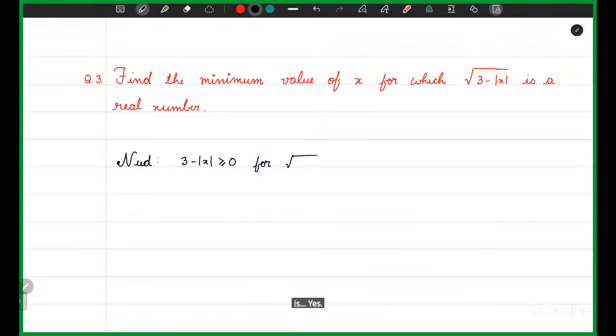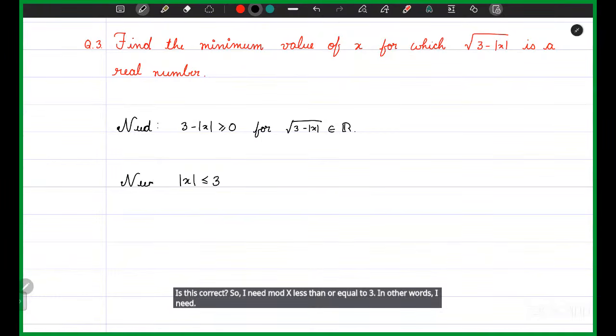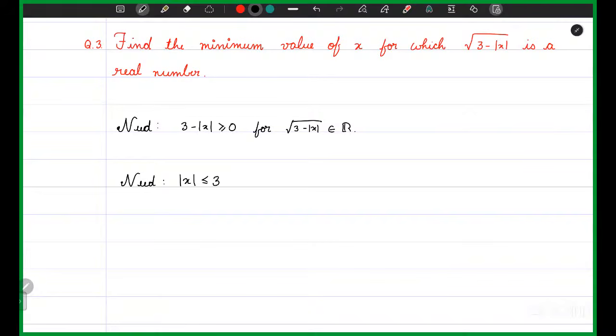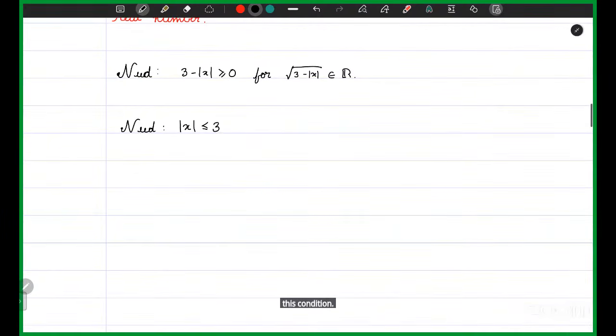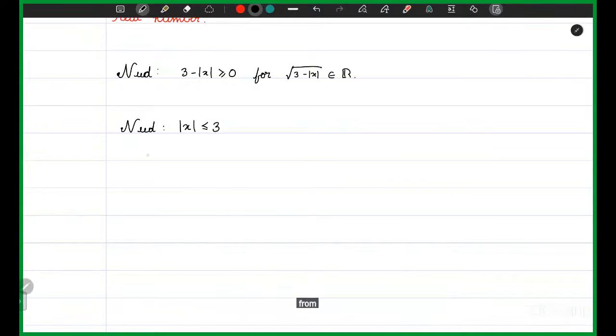For this to be a real number. Is this correct? Yes, sir. So I need mod x less than or equal to 3. In other words, I need this condition. What is the set of all values such that mod x is less than or equal to 3? From minus 3 to 3. So I can write this as: we need x to belong to this interval, minus 3 to 3.